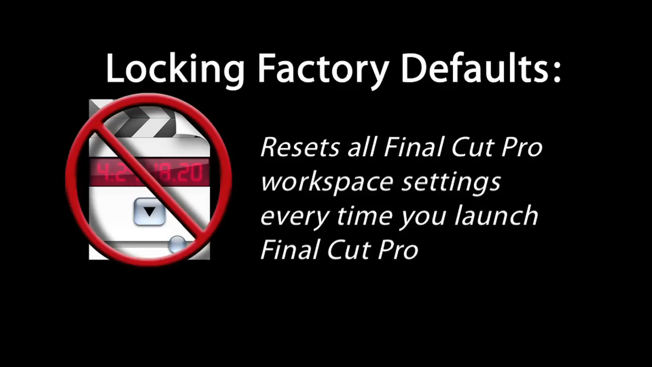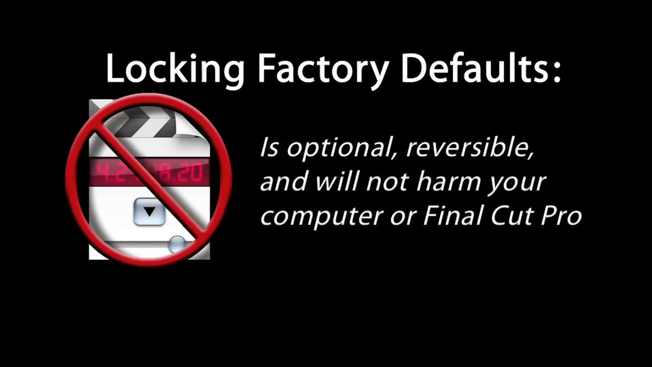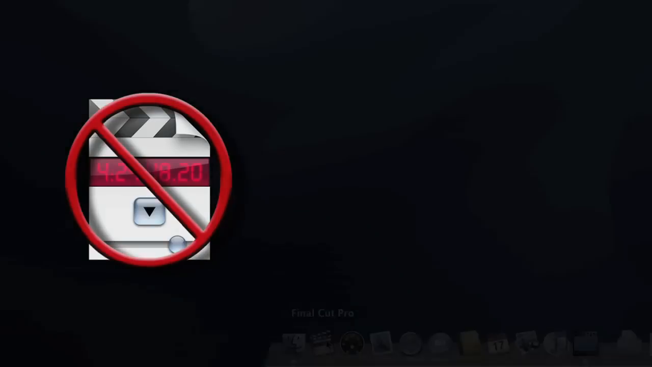I've also found that Final Cut is much more stable if it operates in its default settings without a preferences file. To return Final Cut's preferences to the default settings and to keep Final Cut from creating a custom preferences file, we'll first need to throw away the existing preference file and then lock the folder that contained it.